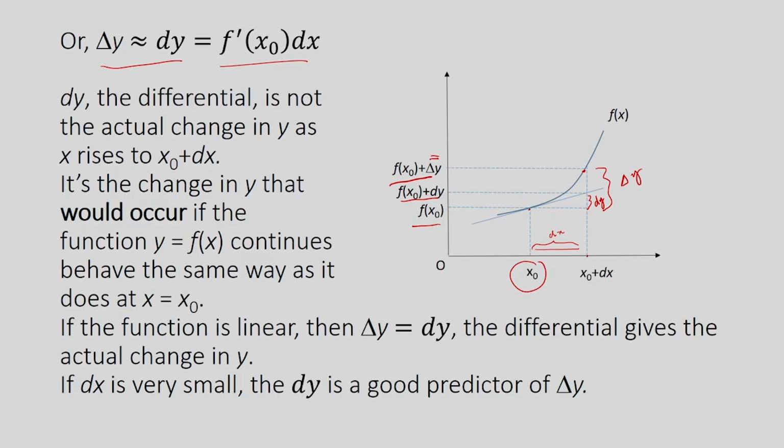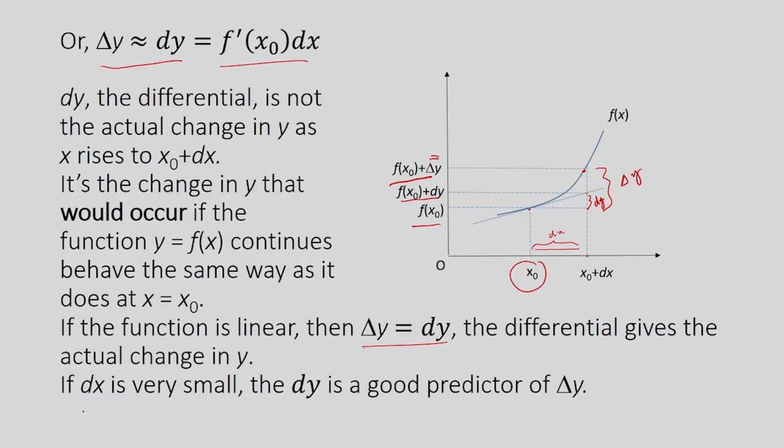But as we know, the function is not a straight line. So, therefore, the function's value actually is exceeding that particular value. If the function is linear, then delta y is equal to dy. The differential gives the actual change in y.